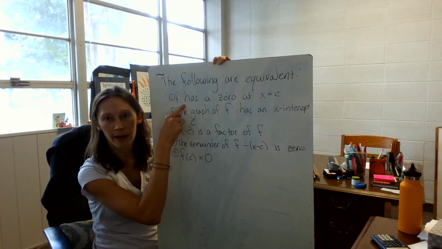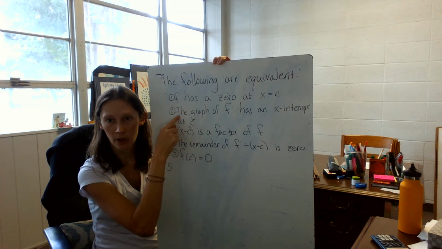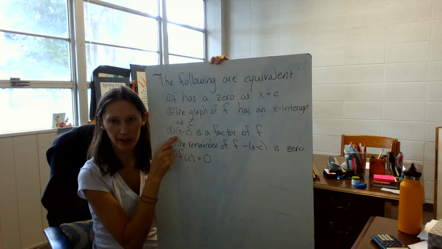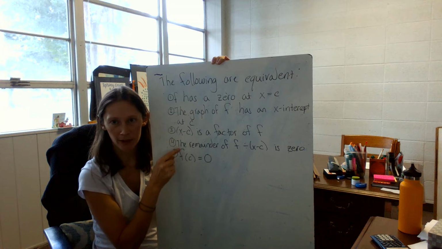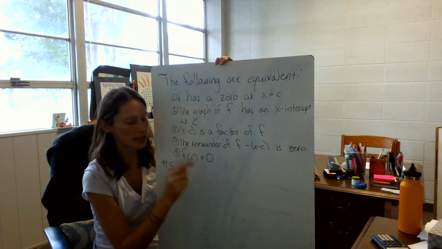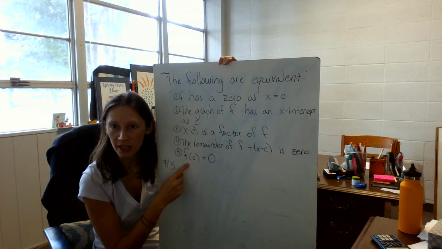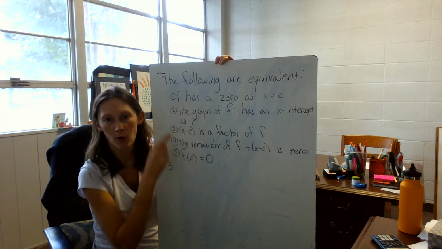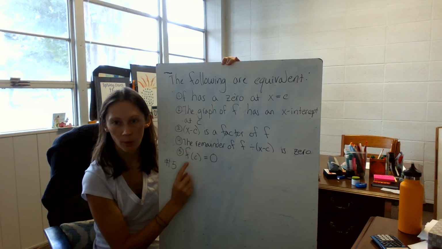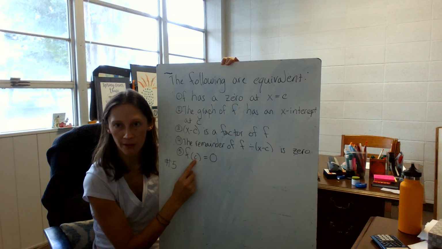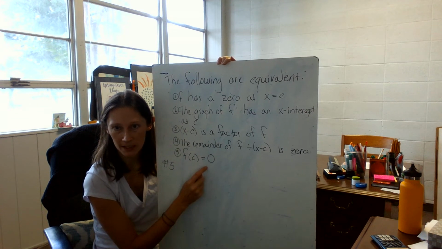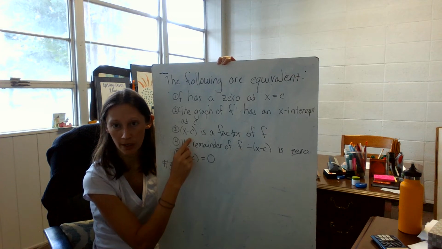So f has a 0 at x equals c. Then we also know that the graph of f has an x-intercept at c. And we also know that x minus c will be a factor of f. And if it's a factor, we know that we have a 0 remainder if we divide f by x minus c. And then this is really the definition of being a 0. So make sure you understand that number 1 and number 5 are always equivalent because they're the definition. What does it mean to be a 0? It means you can plug that value into the function and the output is 0. That's the one we're going to be using today, and we'll connect it to number 3 as well.